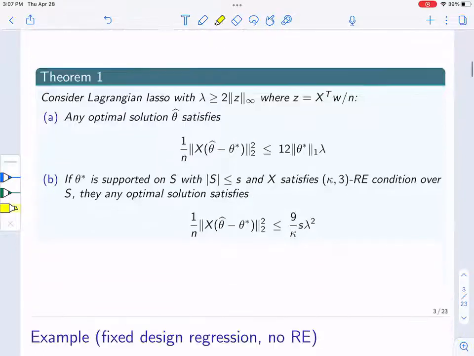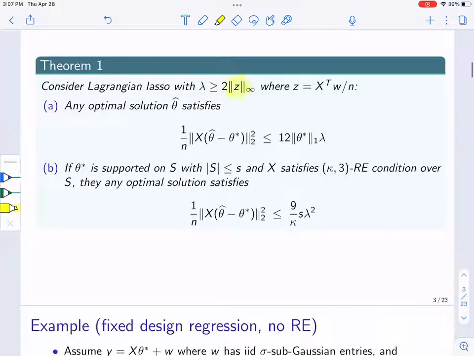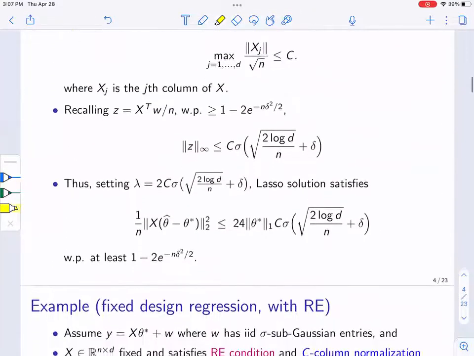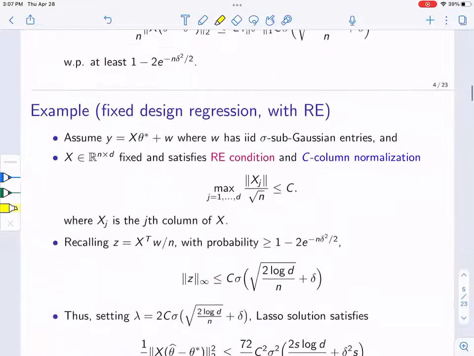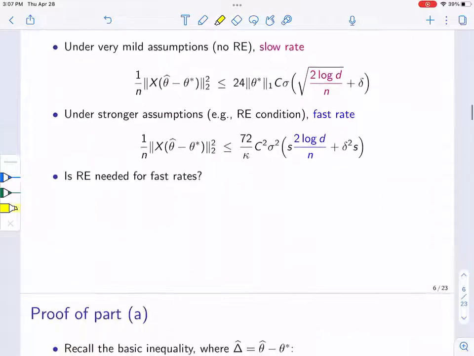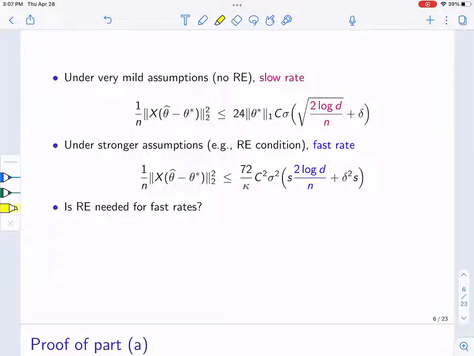Okay, and if you translate these, so you recall this has a certain scaling. If the columns are normalized and let's say we're dealing with sub-Gaussian design, then once the dust settles, these two bounds give you things like this. So you can show that the rate at which this goes is like root of 2 log d over n. The rate under the RE assumption is 2 log d over n. This is sometimes called the fast rate. The other is called the slow rate. And you can see if this is going to 0, the square root would produce a larger quantity. So this is much larger generally than this.